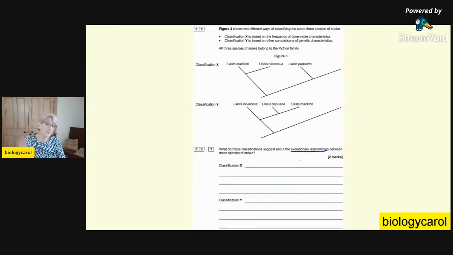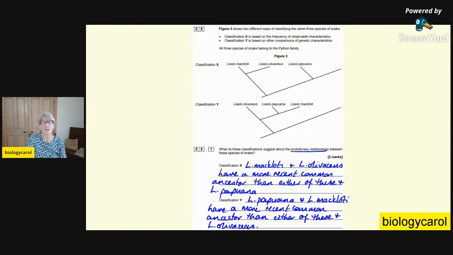Because they have put evolutionary relationships in this question, I am going to make sure that I use the phrase most recent common ancestor. That is key. If ever you see evolutionary relationships, talk about the most recent common ancestor, because that's what they're interested in. So here is my answer.